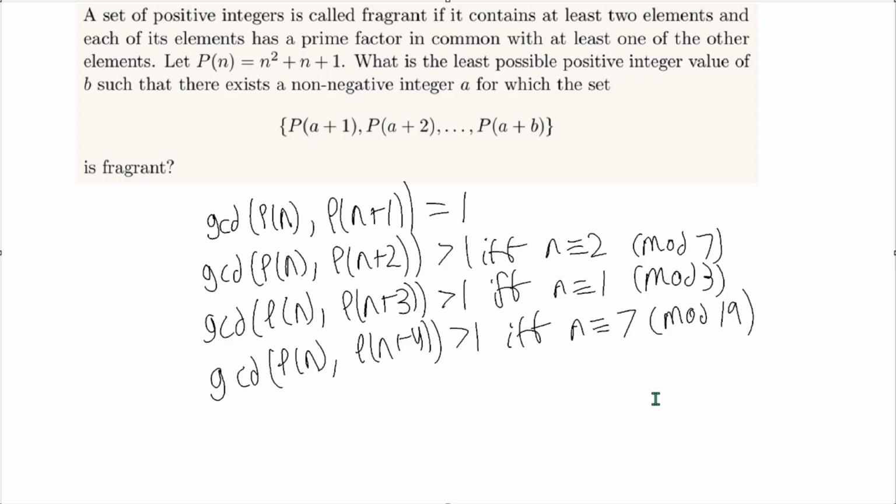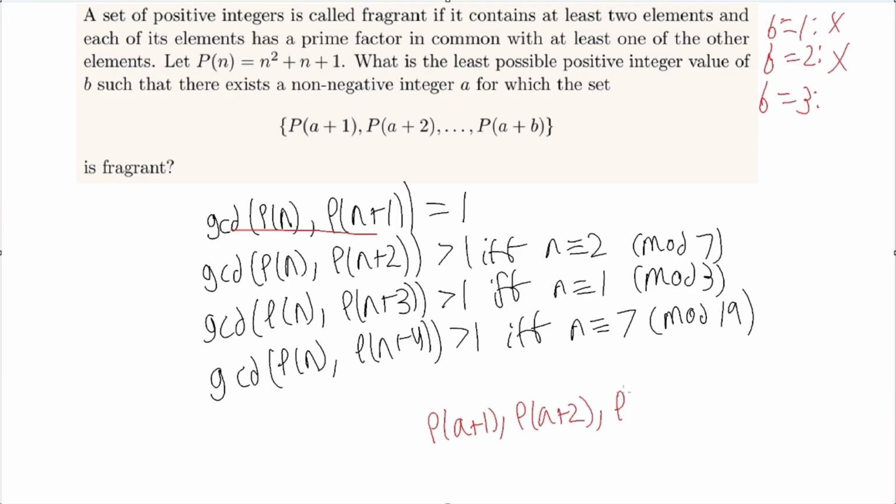Well, let's go ahead and try solving the problem. So can we get away with b equals 1? Well, we can't because it has at least 2 elements. So I'll go ahead and put this in the corner. That doesn't work. Then b equals 2. Then we have 2 adjacent elements, P of a plus 1 and P of a plus 2. But we know they are relatively prime, so that means that they can't have a common prime factor. So that doesn't work at all. So what about b equals 3? Then we have P of a plus 1, P of a plus 2, and P of a plus 3.